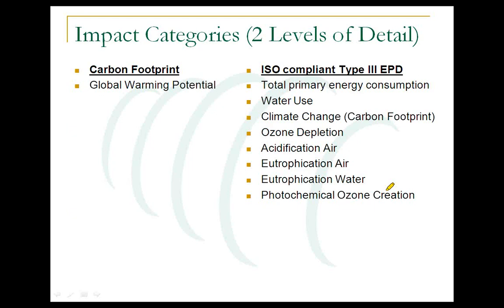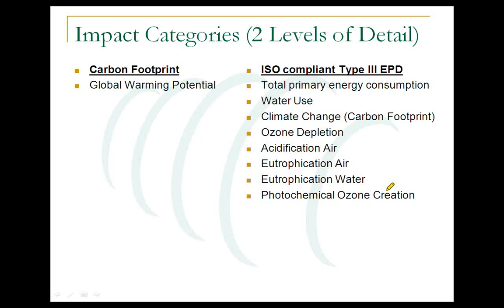The PCR is somewhat unique in that it has two types of EPDs, one just for reporting global warming potential, and then the second option, which is a completely ISO compliant type 3 EPD. Well, why was this done? It was done because this whole process of developing the PCR was an outshoot of the Architecture 2030 challenge for products, which only is asking for global warming potential.